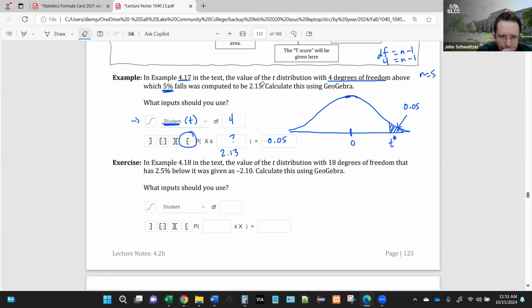Okay, so you guys try one. This one also comes from the textbook. This is the very next example in that book. So let's pretend like we don't know the answer here. So you want to find the t star, the value in the t distribution.